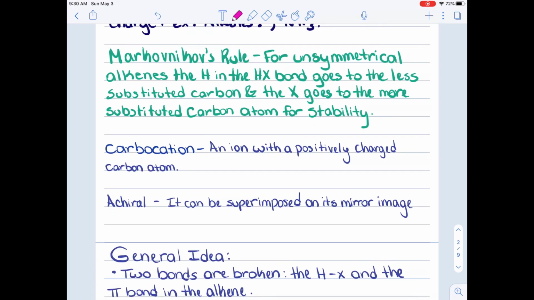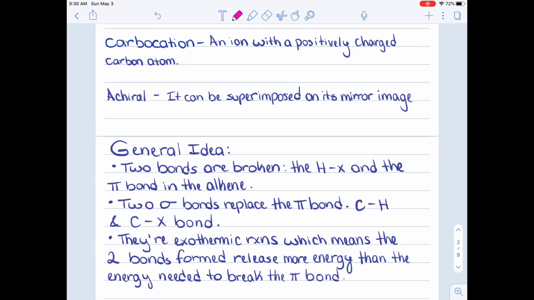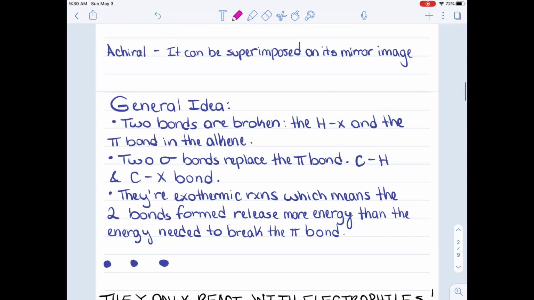Another important term that I want you to know about is Markovnikov's rule. That just states that for unsymmetrical alkenes, the hydrogen in the hydrogen halide bond will go to the less substituted carbon, and the halide will go to the more substituted carbon due to stability. And we'll also see that that means that it generates less energy. Alright, carbocations: an ion with a positively charged carbon atom. An achiral molecule just means that it can be superimposed on its mirror image.